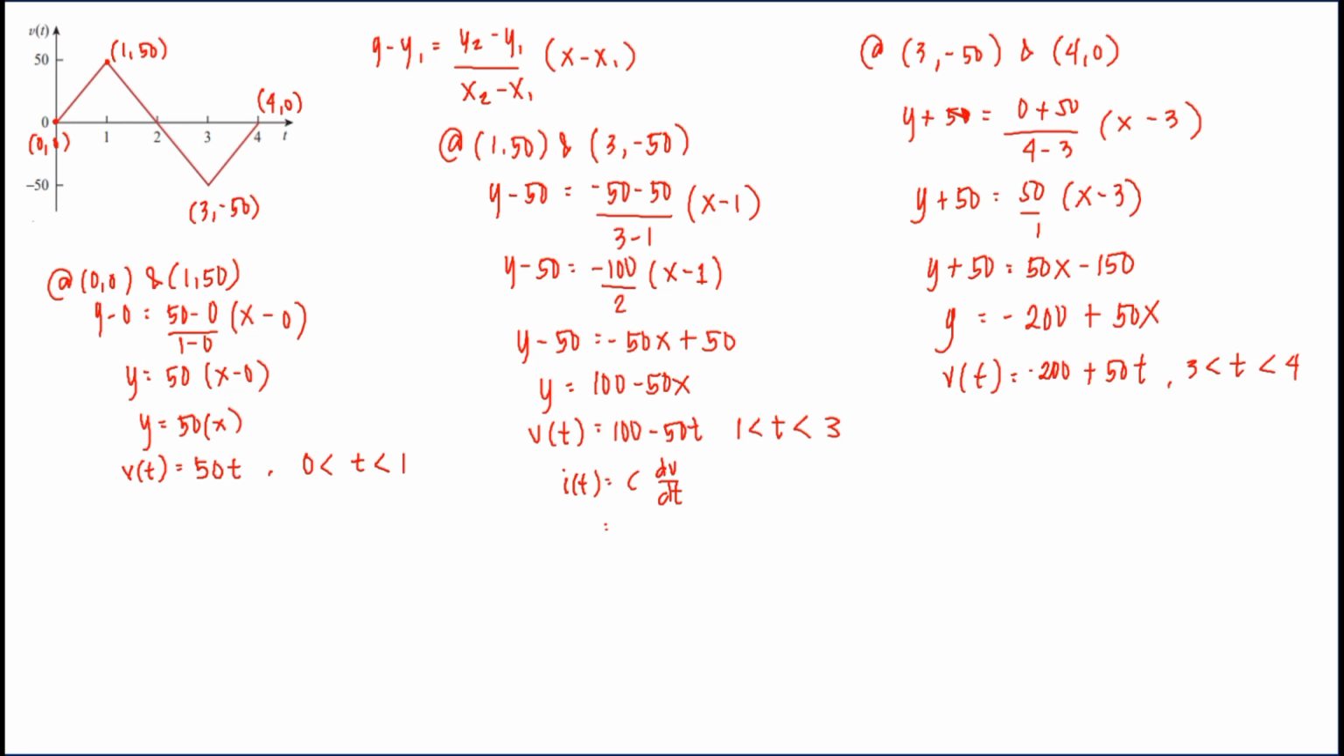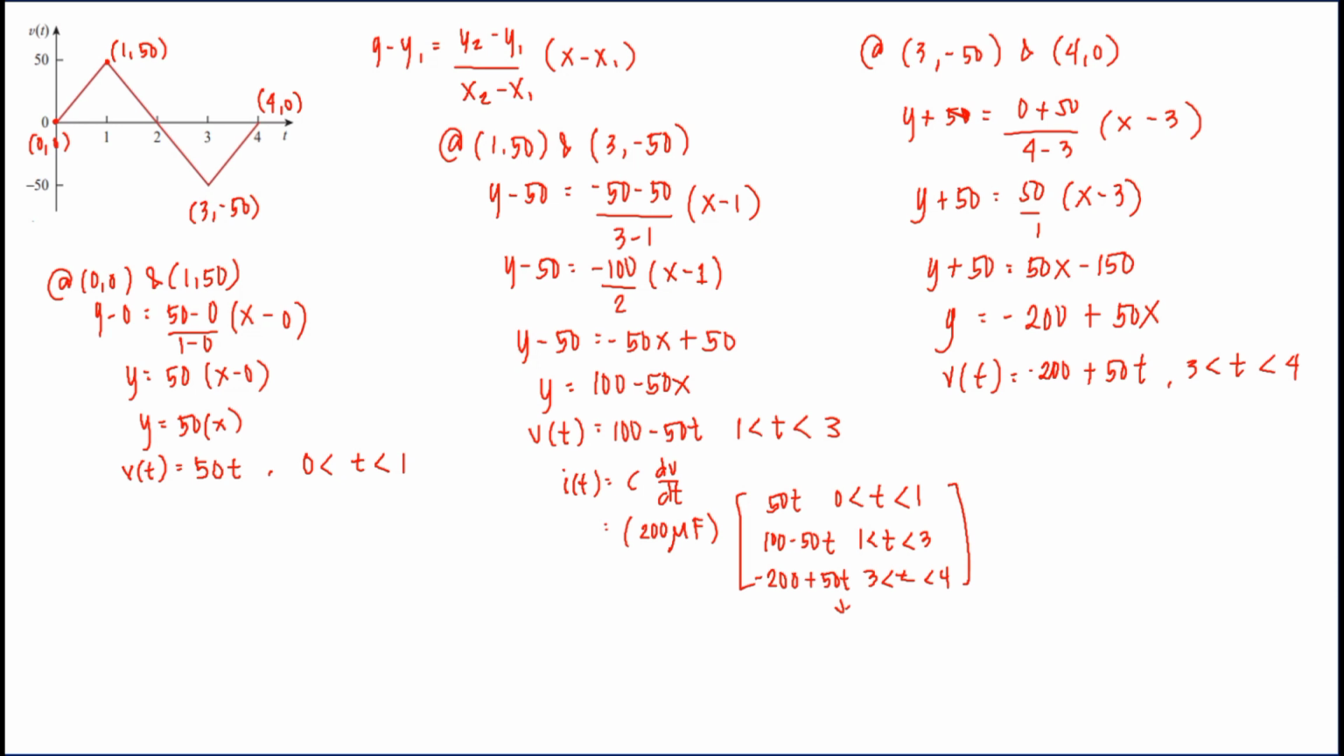Okay. So our capacitance is equal to 200 microfarad. Then, given the derivative, let's write the given voltage first. So our given voltage, we have 50t from 0 to 1, 100 minus 50t from 1 to 3, and negative 200 plus 50t from 3 to 4. Okay. So the derivative of this one.